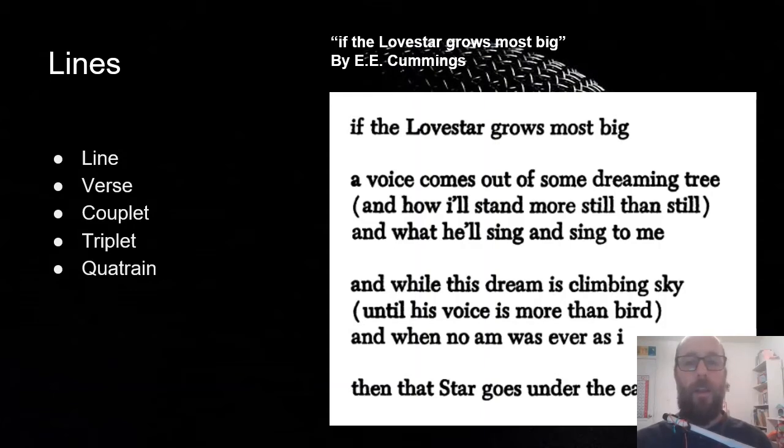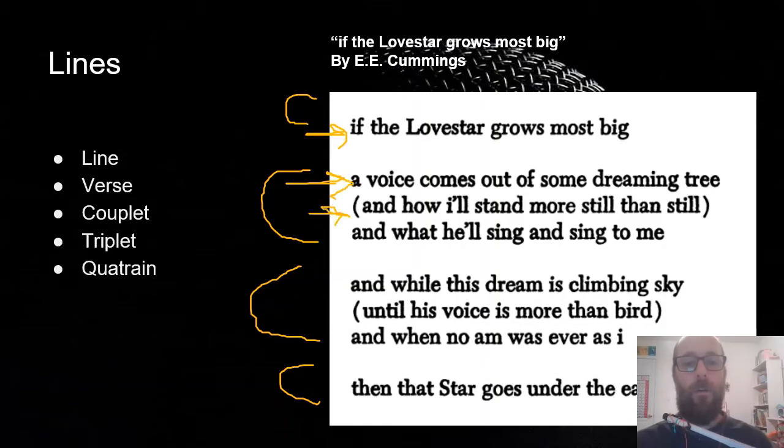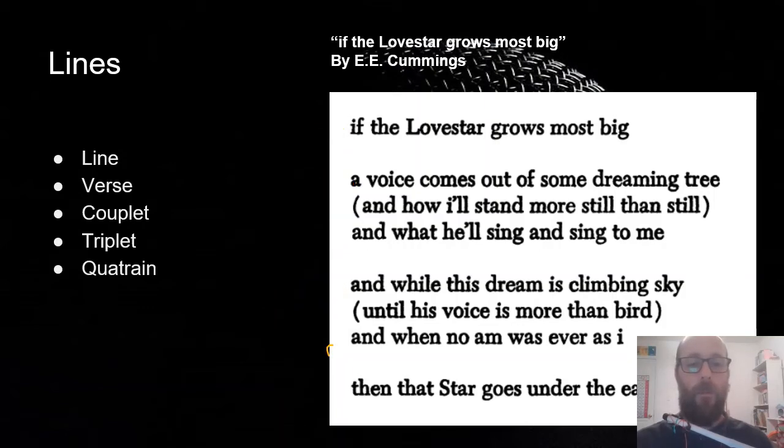Lines. So if a stanza is the grouping of lines, then we can guess that a line is within that. So this is one line right here. This is the second line of poetry. This is the third, the fourth, the fifth, sixth, and so on. So a line is literally a line of text. That's what a line is. Okay? Let's go ahead and look at what a verse is.